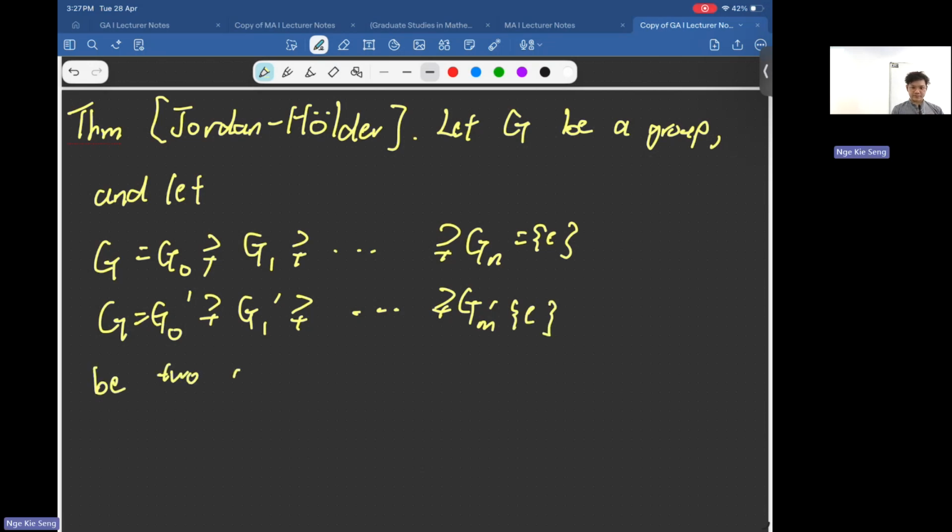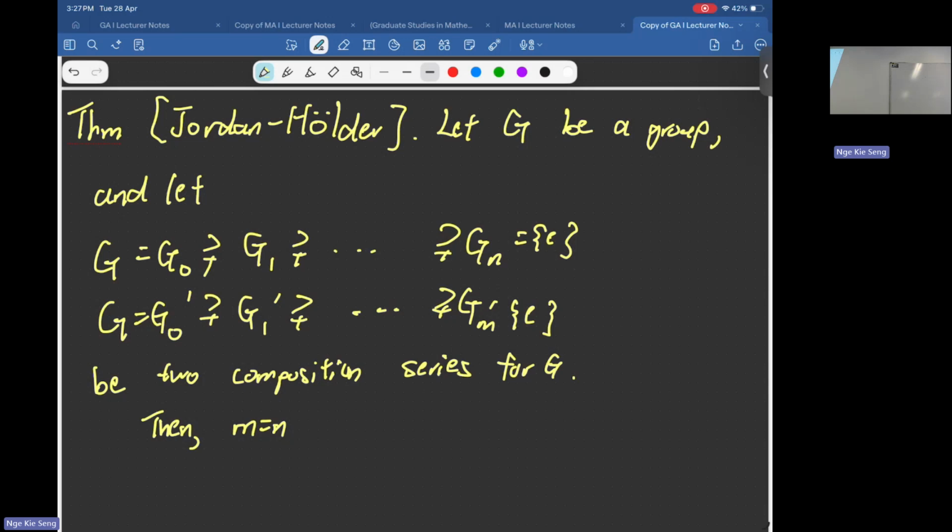The two composition series. First thing we can prove is that two numbers have to be the same. Having the simple quotient is kind of a unique property. It doesn't say that G1 has to be equal to G1 prime, though G0 definitely has to be equal to G0 prime because they start with G. It says that the number of these that give you simple quotients has to be the same.